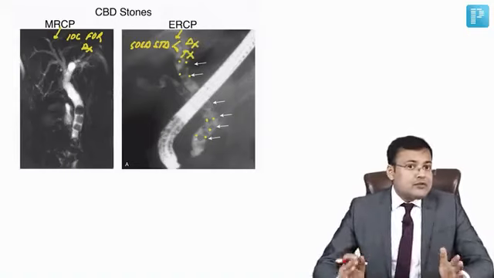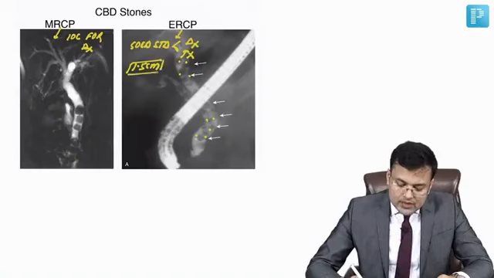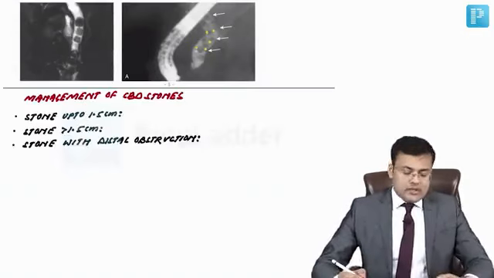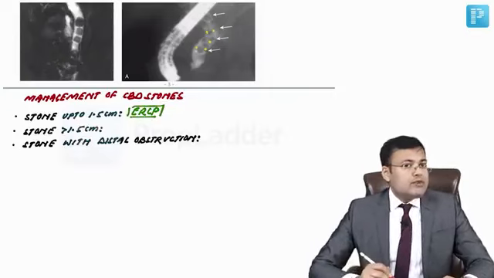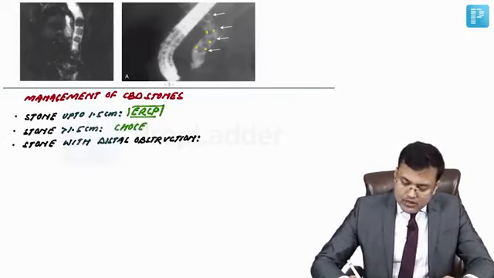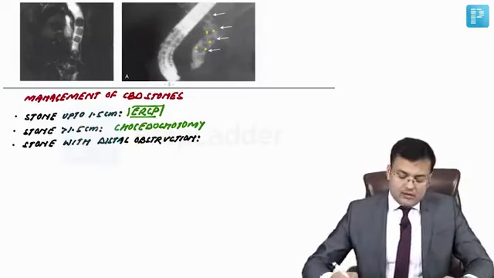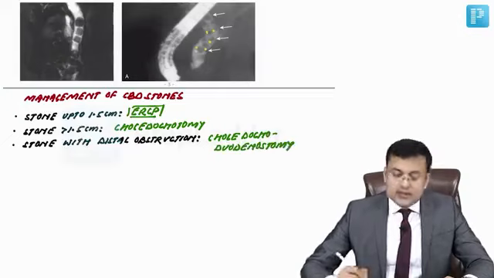What is the maximum size of stone which can be removed by ERCP? The maximum size is 1.5 centimeter. See how we manage CBD stones. Whenever the stone is up to 1.5 centimeter, we remove it with ERCP. If the size is more than 1.5 centimeter, then we perform choledochotomy, which means an incision over the bile duct to remove the stone. And if there is distal obstruction, apart from choledochotomy, we have to perform choledochoduodenostomy. So this is how we manage CBD stones.